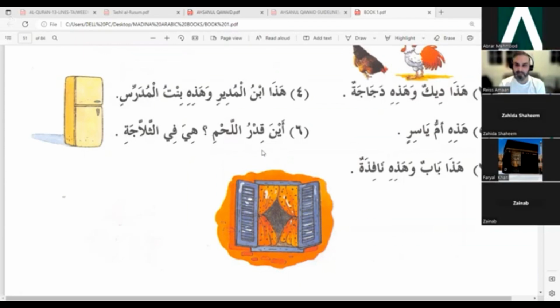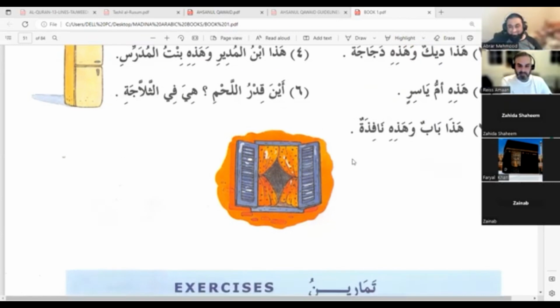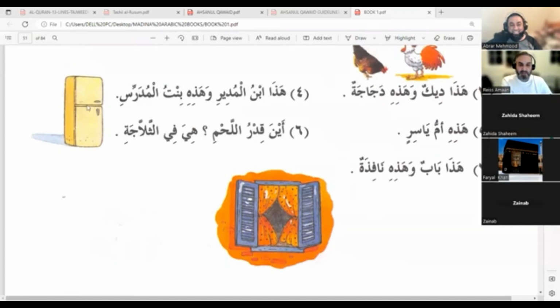Go ahead. Okay, أين قدر اللحم? Where is the meat pot? Yeah, هي في ثلاجتي. It is in the fridge. And Brother Ibrahim has a smile on his face. I always think I've done something wrong. But it's a new word, thalajati, because we don't know it's fridge, so I'll write it down. The picture is there, right? I'm guessing it's the fridge. Now I can see the fridge clearly. It helps.